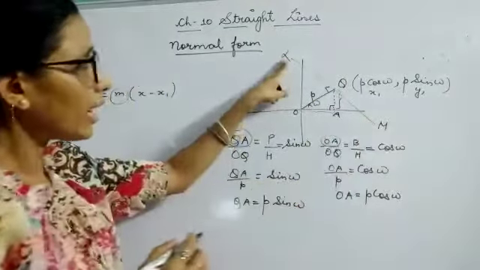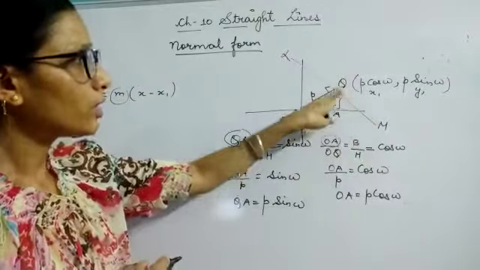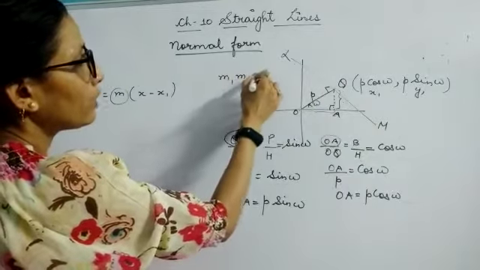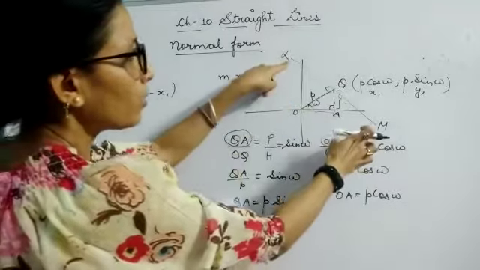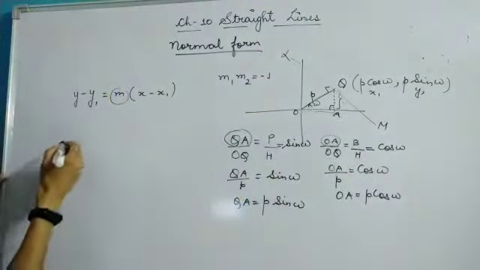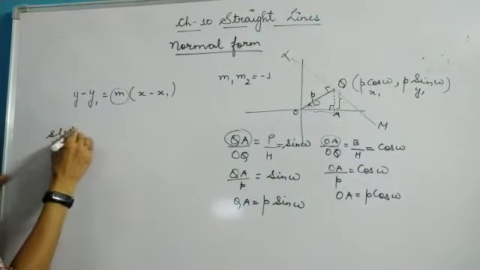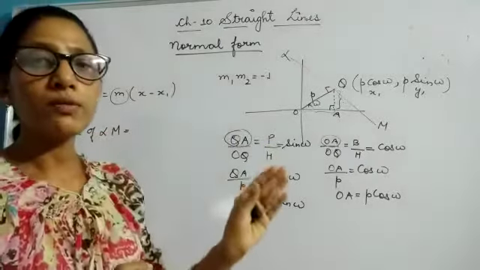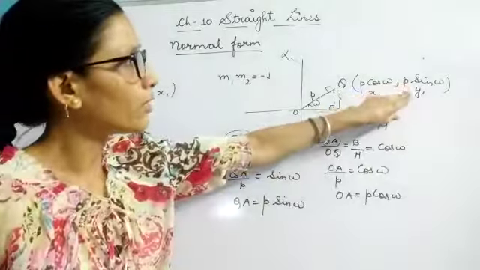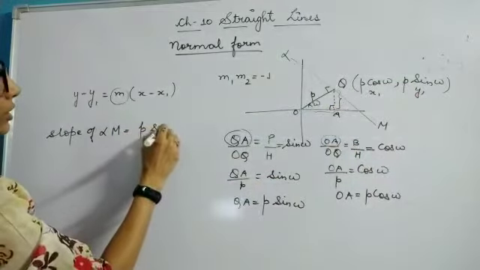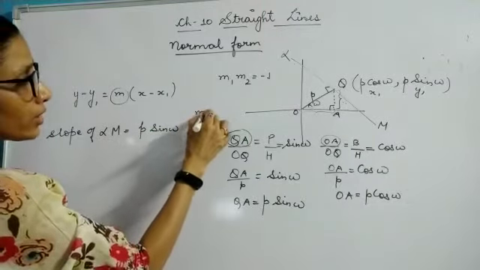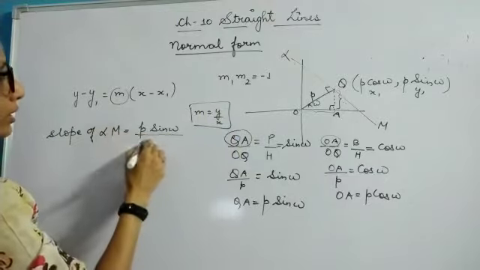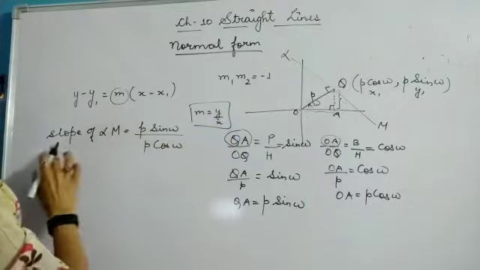So whatever slope we have of LM, since these two lines are perpendicular, from the perpendicular condition we know m1 m2 equals minus 1. So first of all we'll calculate the slope of LM. So the slope of line LM will be what? Slope is given by y by x. So what is your y here? P sine omega. I am writing, since I know m equals y by x, so I am just putting the values of the y coordinate and x coordinate. So this is your slope of LM.